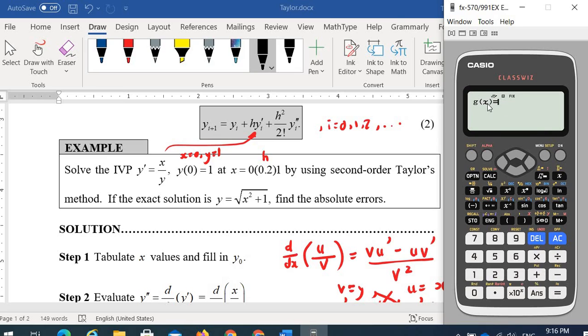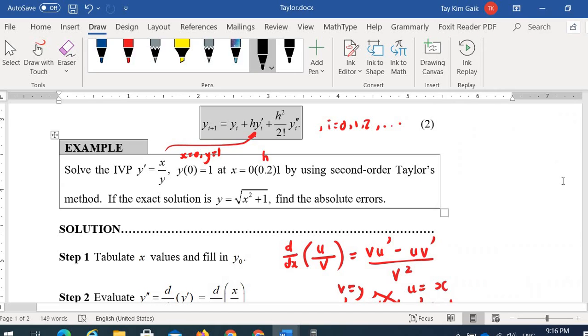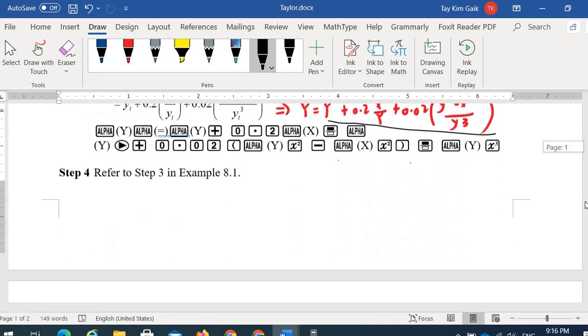In this mode, you can input two functions. For the second function, you can put it 0. Starting x is 0, ending is 1, step size is 0.2. So you can tabulate the exact function quickly.